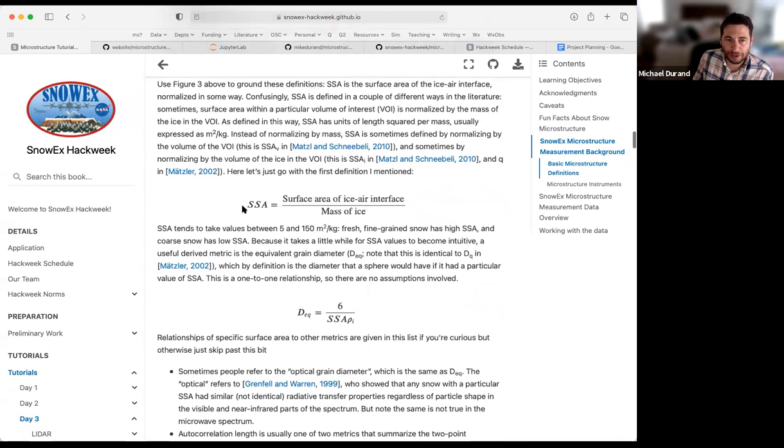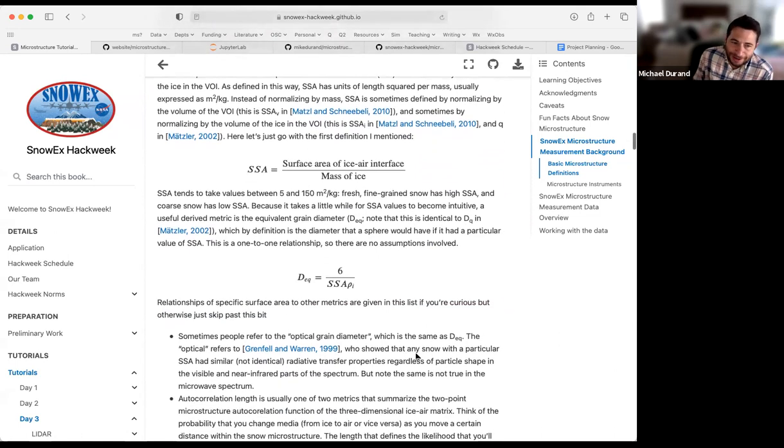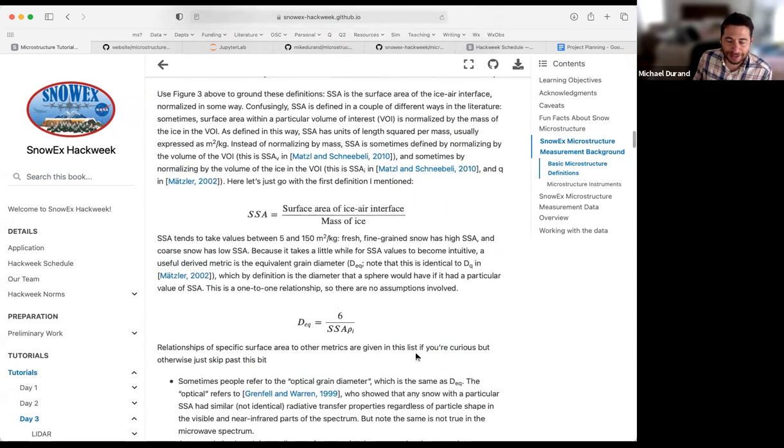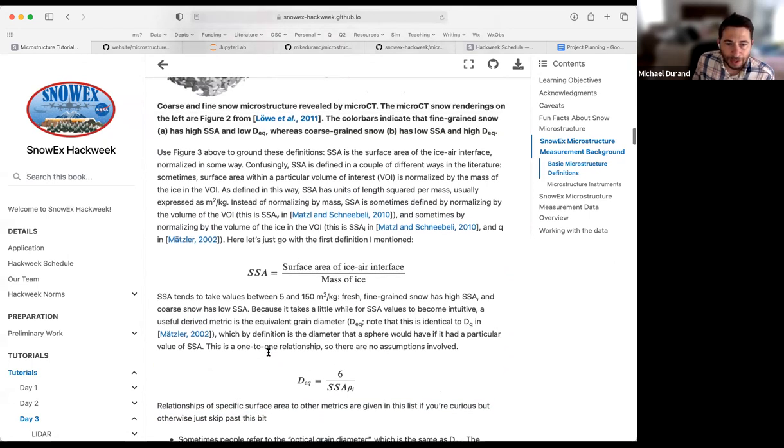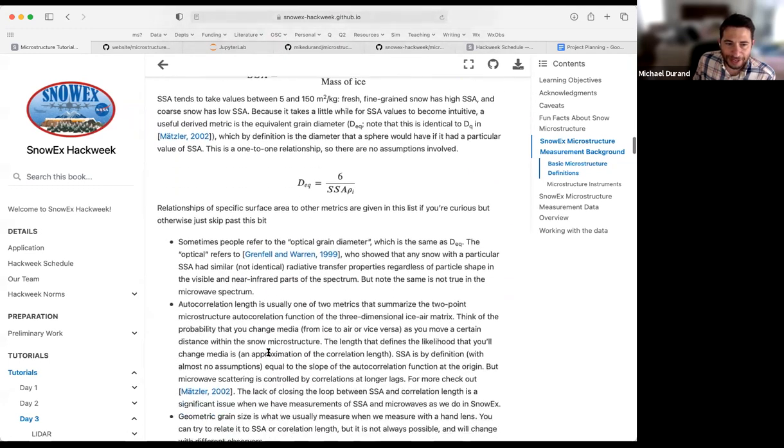And this is the, again, if you get confused, what is SSA? The surface area of the ice-air interface divided by the mass of the ice. And then with this single equation, you can transform that into an equivalent diameter that's a little bit easier to interpret conceptually, at least for me. I can remember what a 1 millimeter versus 0.5 millimeter sphere grain diameter is easier than the square meters per kilogram values.